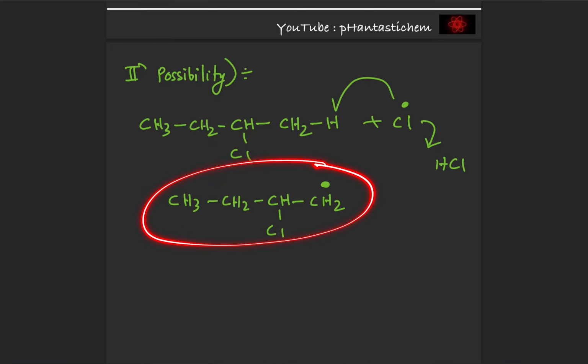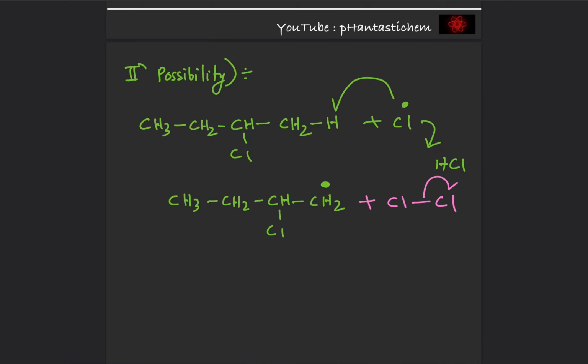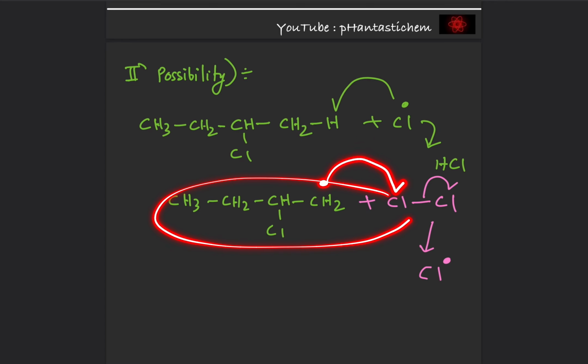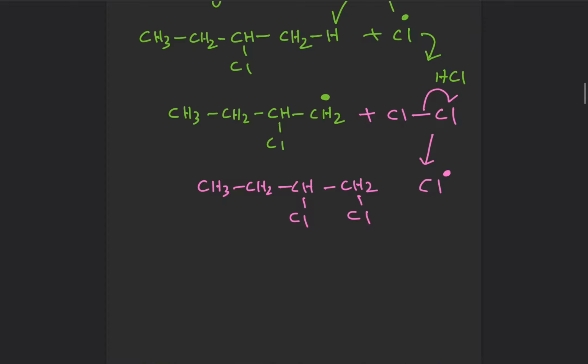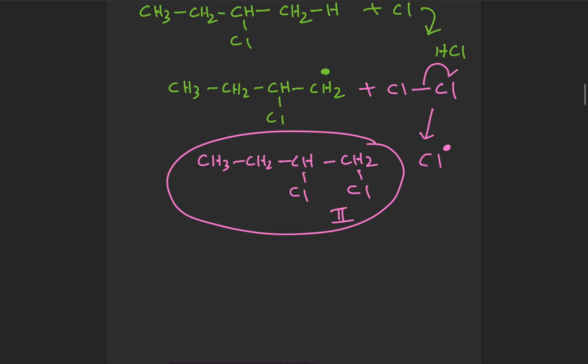combines with another Cl2 molecule to give us the dichloro product. Okay, so this will combine with Cl. So this will take one electron to form a Cl radical, and this radical will combine with this to give us the product 2, that is CH3 CH2 CHCl CH2Cl. So this is the second different product that we are getting after dichlorination. Cool.